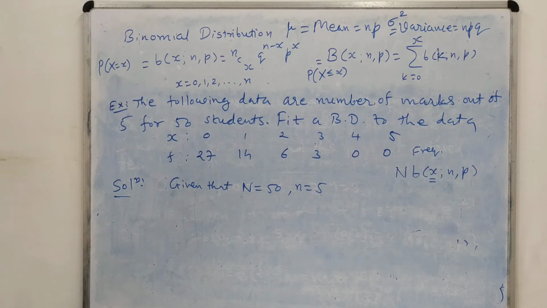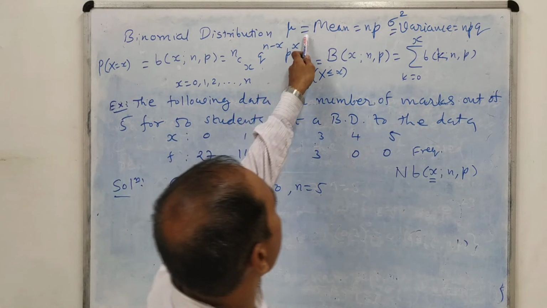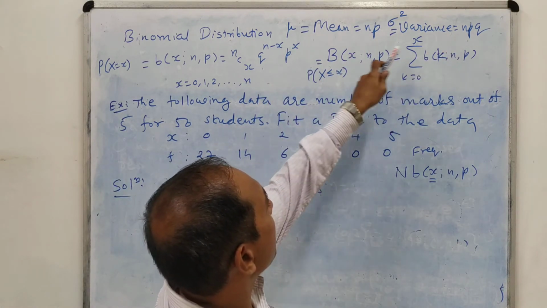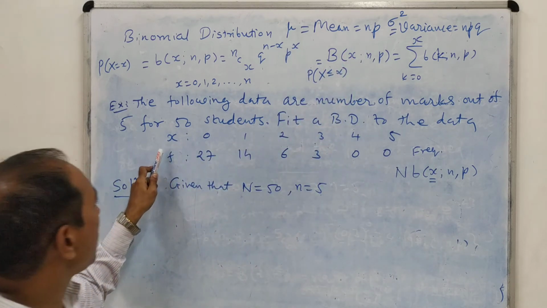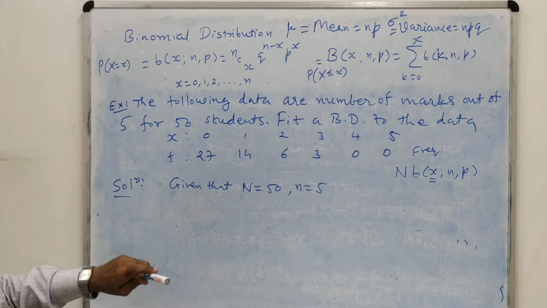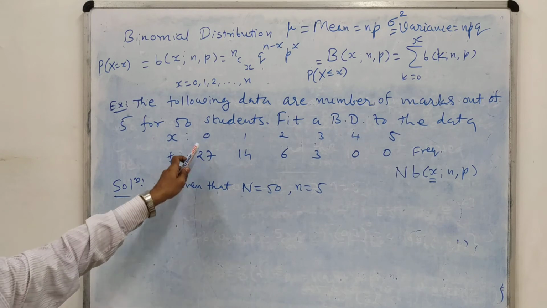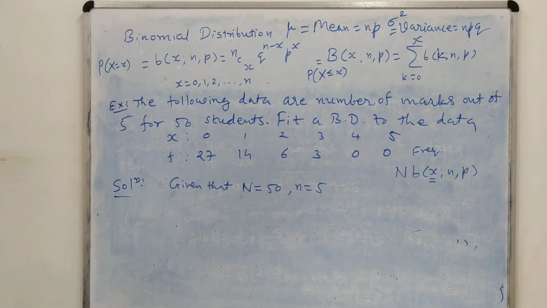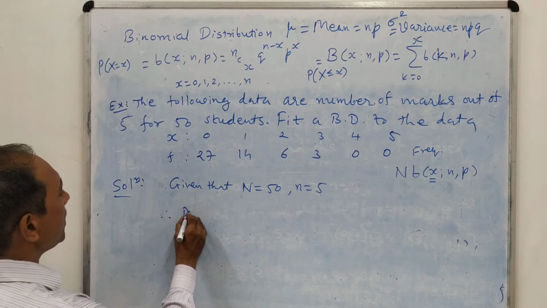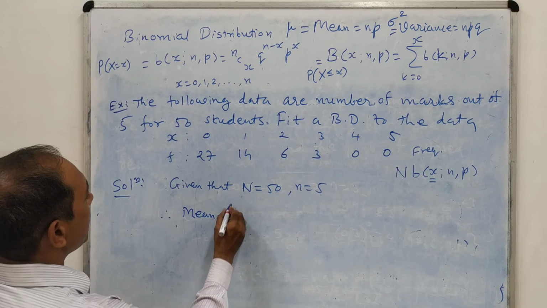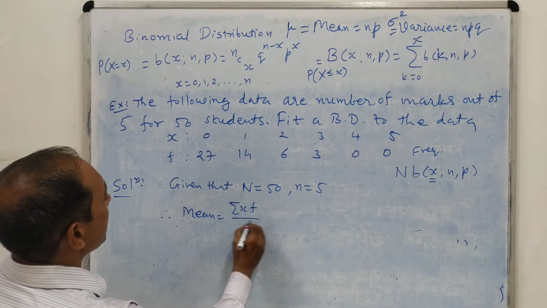We know that mean is n into P and variance is n into PQ. So mean is very easy to obtain from this frequency distribution. After finding the frequency distribution, we can find out mean, and hence we can find out the value of P very easily. So how can we find out mean? Mean can be obtained as sigma x into f divided by sigma f.